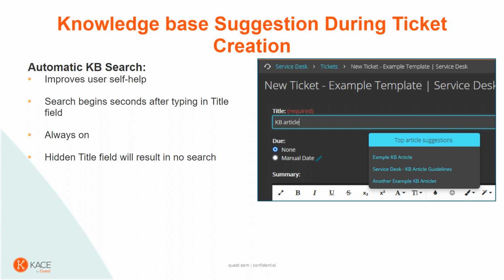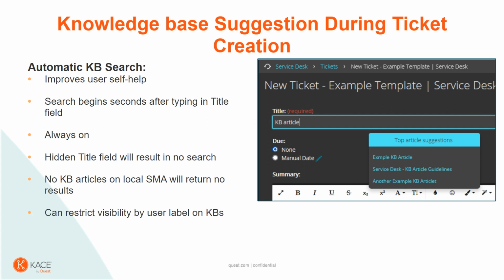However, if the service desk queue is configured to hide the title field, the search will not occur as it is fully based upon what is entered into the title field. If there aren't any KB articles created within the SMA, then no results will be returned, as it only searches the local SMA for related articles. It is worth mentioning, KB articles that are restricted to specific sets of users by label will only appear in the search results for those users within that label.